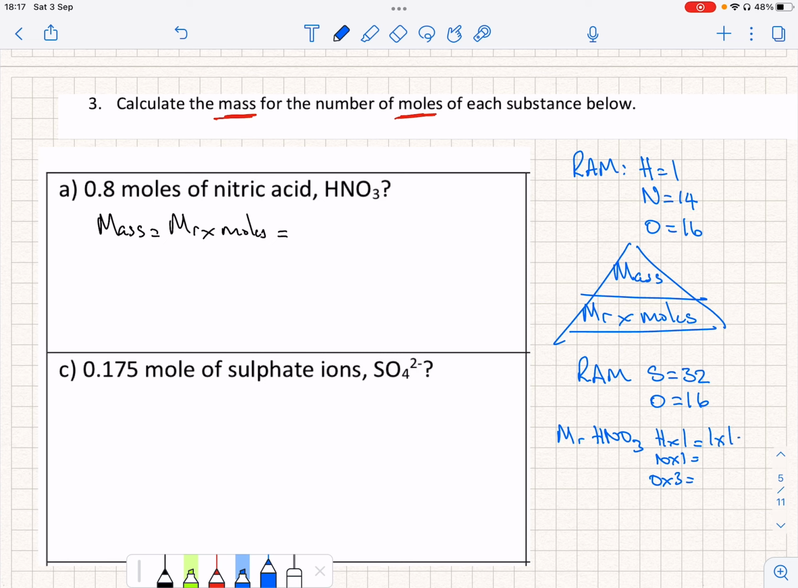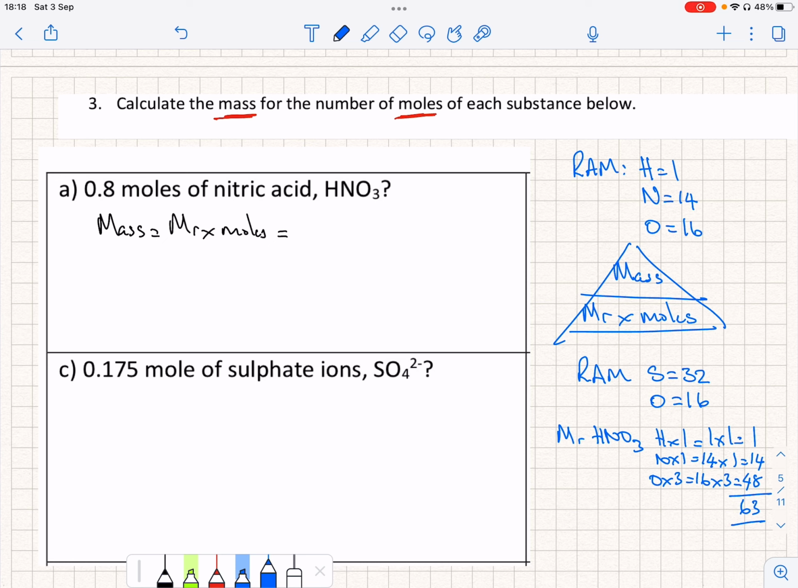So I've got 1 times 1, which is 1. Nitrogen's mass is 14 times 1 is 14. Oxygen is 16 times 3. That is going to be 6, 12, 18, 48. Add those all up, and that is going to give you a total of 63 as a mass.